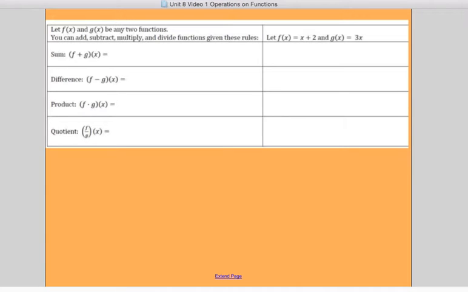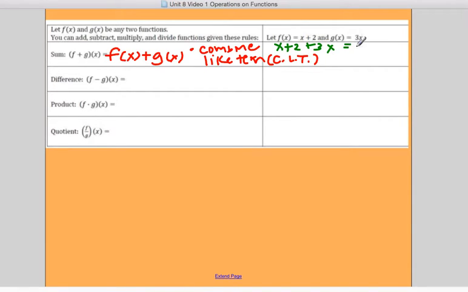Okay, so sum. This is all notation. It looks like f plus g, and it's really you take your f of x function plus your g of x function. And the way you calculate that is you just combine your like terms. And from now on, if I talk about combining like terms, I'm just going to say combine like terms, CLT. So for our example, I'm going to go ahead and combine these two. So I would have x plus 2 plus my g of x function, 3x. So I have 4x plus 2. So when I'm adding two functions, that's what it looks like.